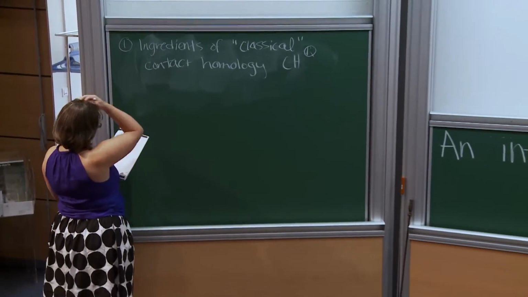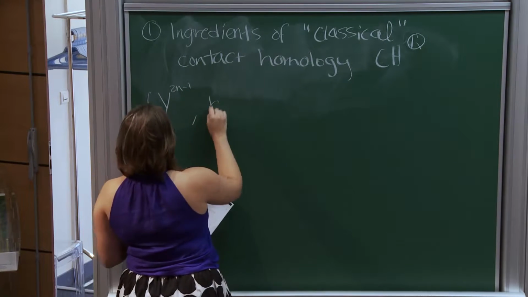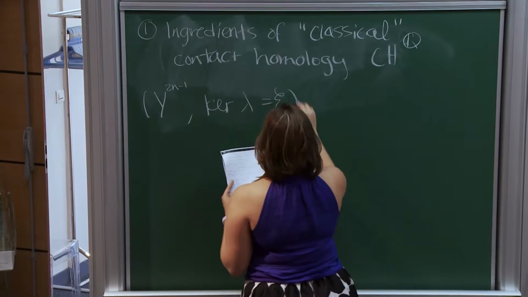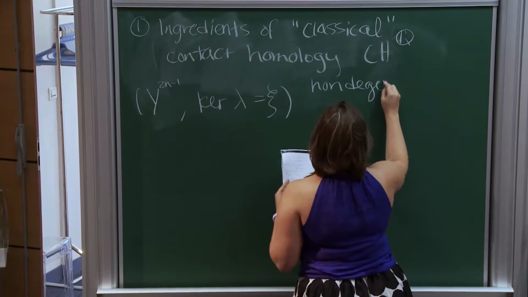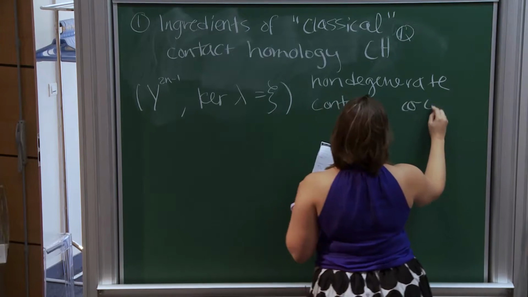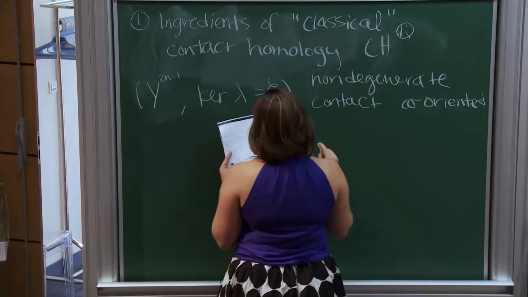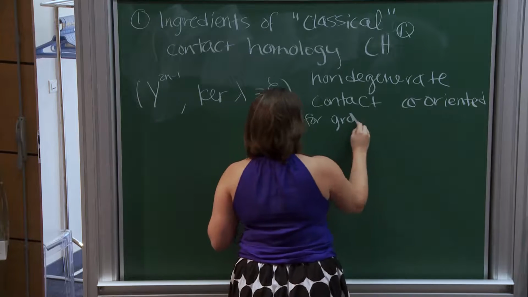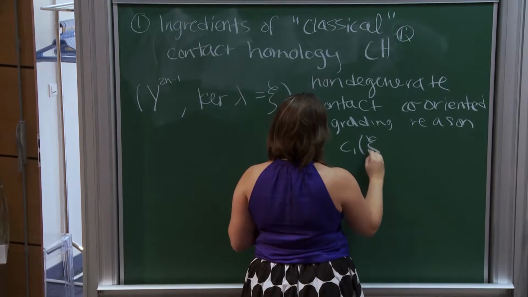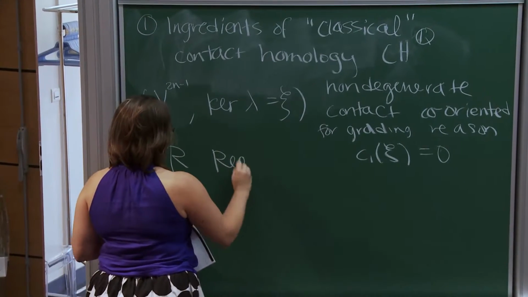All right, so we're going to start off with a contact manifold. For most of the talk, it'll be three-dimensional, but in some parts, I might get to tell you about what we can do in higher dimensions. This is going to be non-degenerate contact, and it's going to be co-oriented, meaning that there's a global one form that defines the contact structure, and for grading reasons, let's assume that the first Chern class of the contact distribution vanishes, and then R is going to be my Reeb vector field.